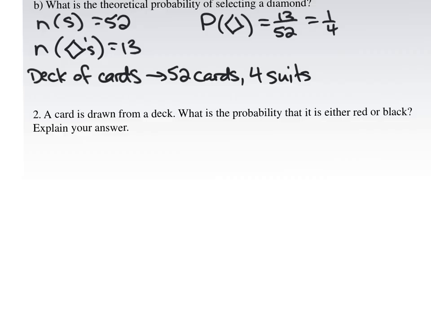A card is drawn from a deck. What's the probability that it is either red or black? Well, these 4 suits, if you guys aren't familiar, there's 2 red suits and 2 black suits. So the number of red is 26 and the number of black is also 26.